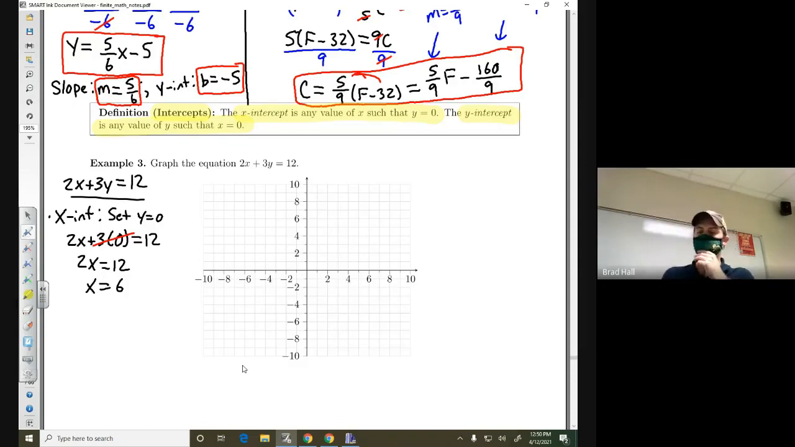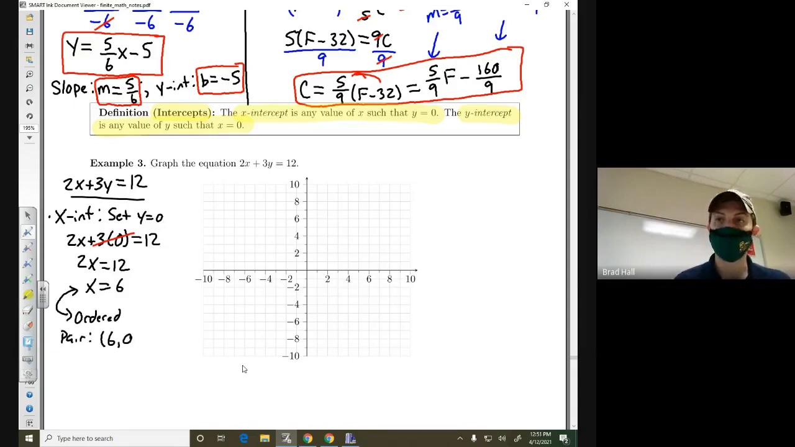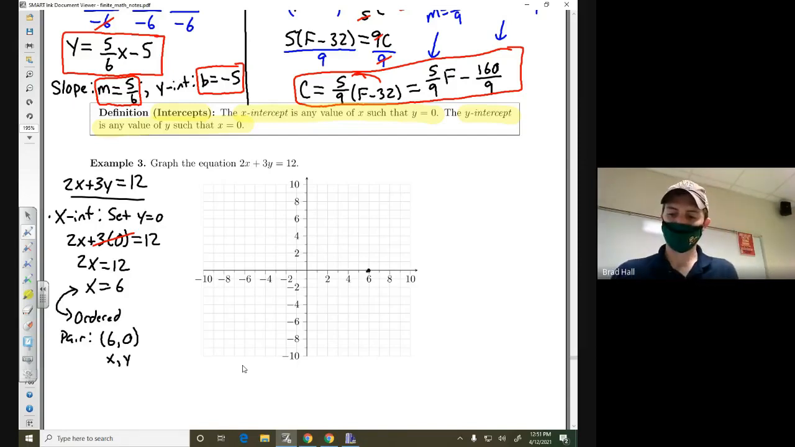So what we just found is the x-intercept. And what this corresponds to is the ordered pair 6, 0. That's what we just found. It's two ways of representing the same information. Now, how do we plot this on the graph? Well, an x value of 6, a y value of 0 would go right here.